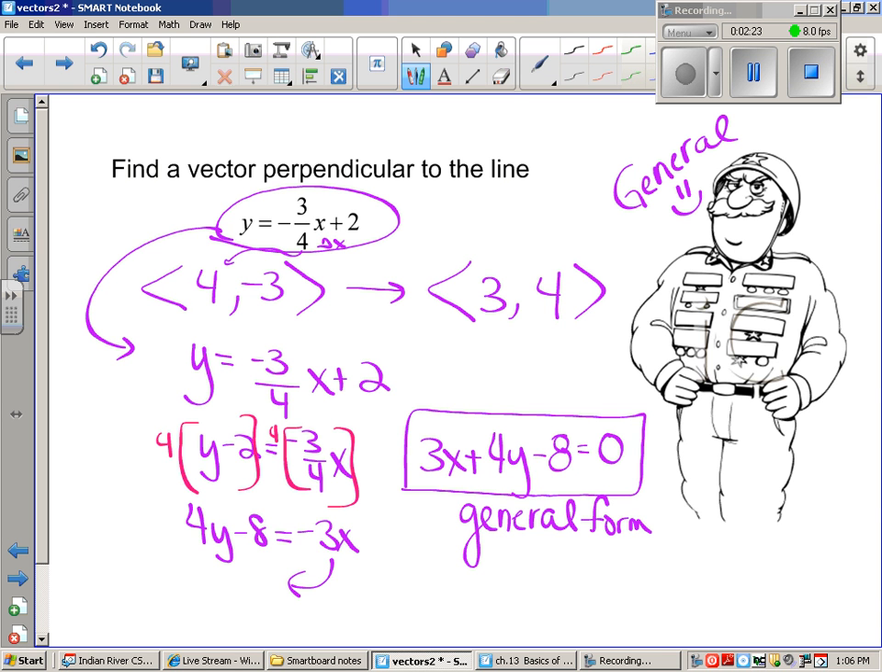All right. Now, what do you notice is the relationship between this perpendicular vector and that equation? Maybe you don't see it quite yet. Take another second, look at it, see if you can figure it out.